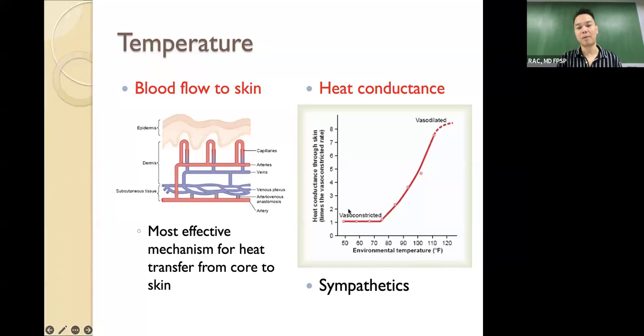Whenever the environment is cold, then blood vessels constrict. However, in warmer conditions, blood vessels will dilate. Now, if you compare the blood flow to the skin with the insulator system, the blood flow to the skin, or the arteriovenous anastomoses, is said to be the more effective method of regulating heat transfer from the core going to the skin.